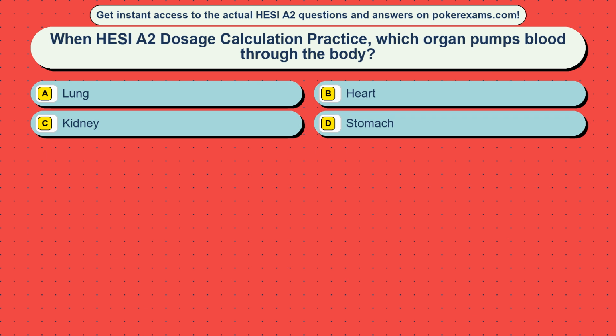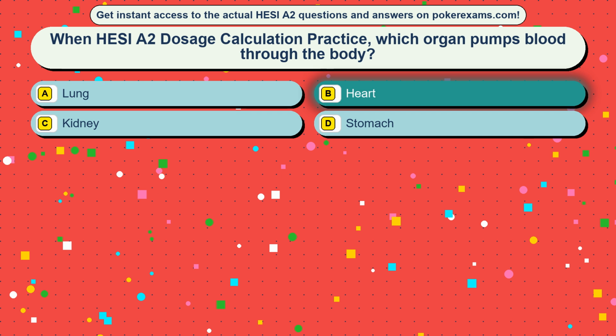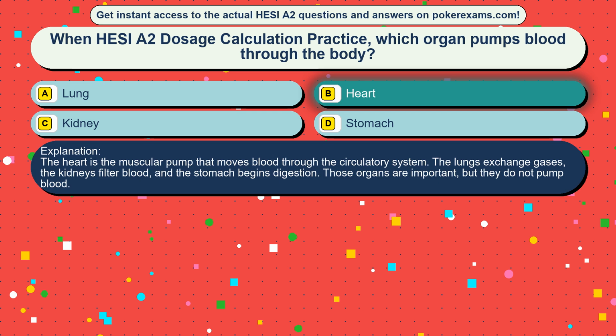Question 49. When HESI A2 dosage calculation practice, which organ pumps blood through the body? Option A, lung. Option B, heart. Option C, kidney. Option D, stomach. The correct answer is option B, heart. The heart is the muscular pump that moves blood through the circulatory system. The lungs exchange gases, the kidneys filter blood, and the stomach begins digestion. Those organs are important, but they do not pump blood.